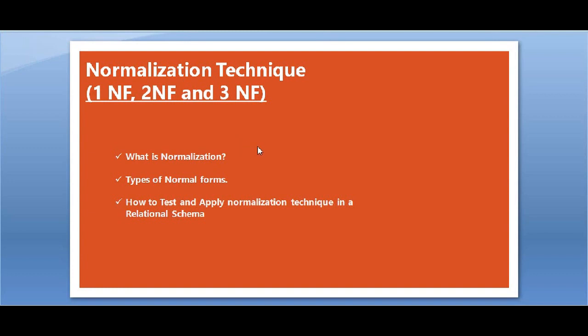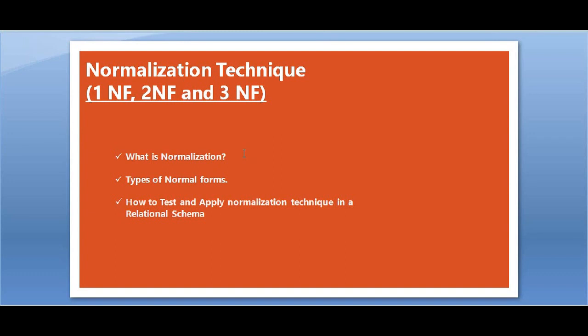So in today's video, we are going to learn about different normal forms and how these normal forms are actually applied in relational database to minimize the data redundancy and the anomaly problem. So as you can see on the screen, this is a brief roadmap of how we are going to learn each and everything today.